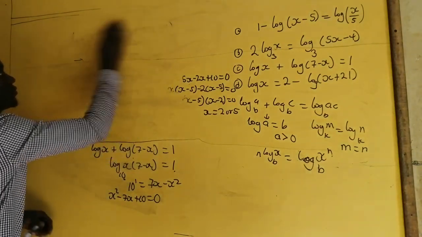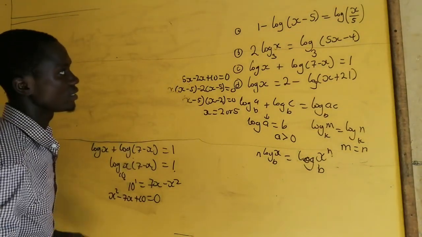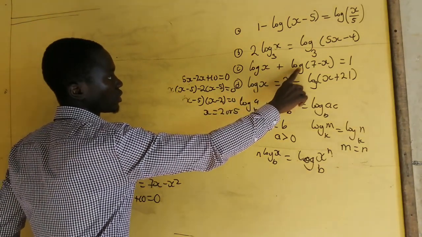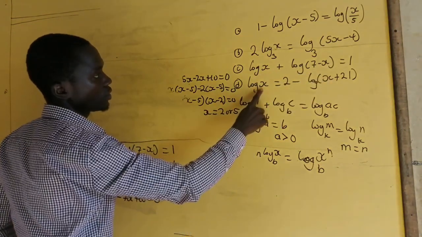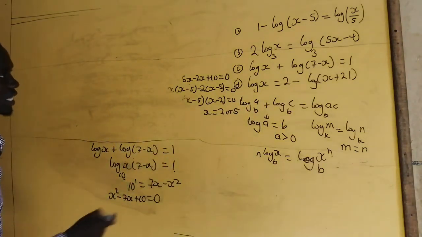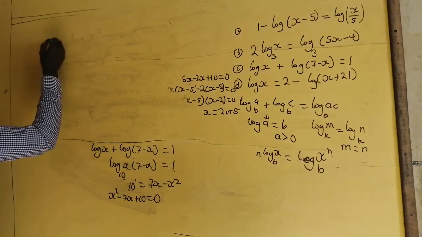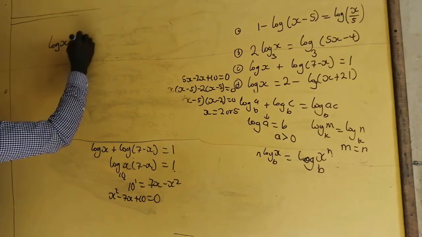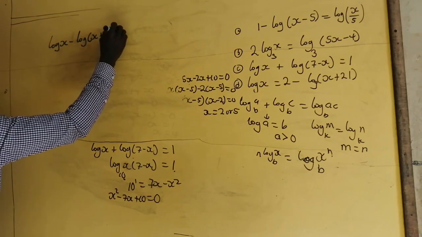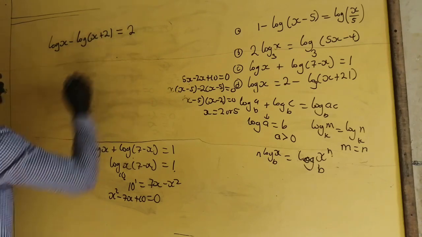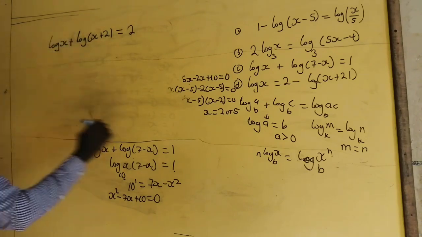Now if we take the D, we have log x plus log of 7 minus x equal to 2 minus log of x plus 21. So let's see that one. We group like terms to get log x minus log x plus 21 equal to 2.